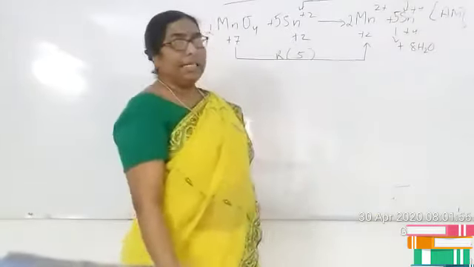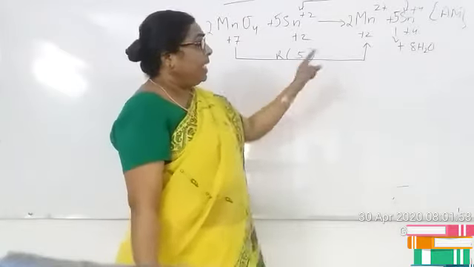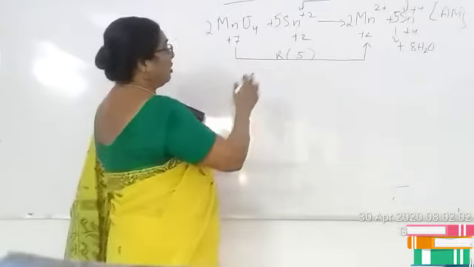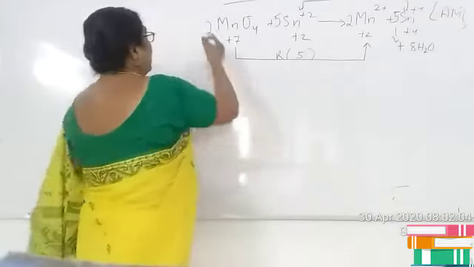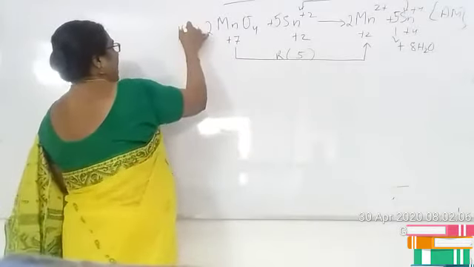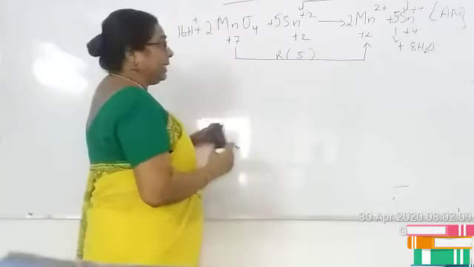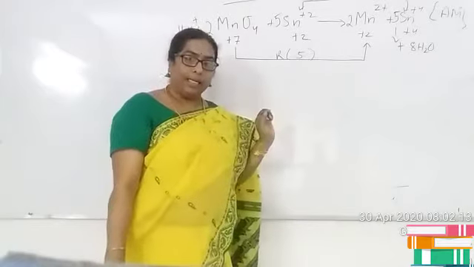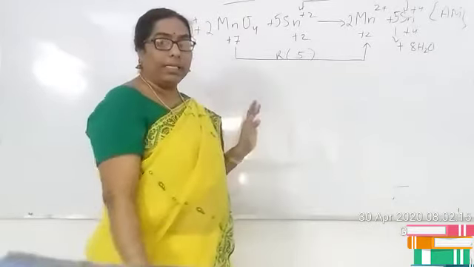And since the reaction takes place in acidic medium, let us balance hydrogen by adding H⁺. 8 water molecules possess 16 H⁺, so let us add 16 hydrogen ions here. Just see children, now the reaction is completely balanced. Is it clear? Let me explain the process once again.